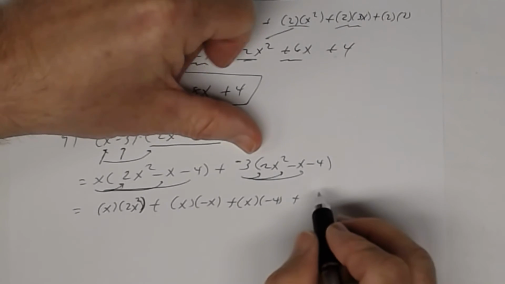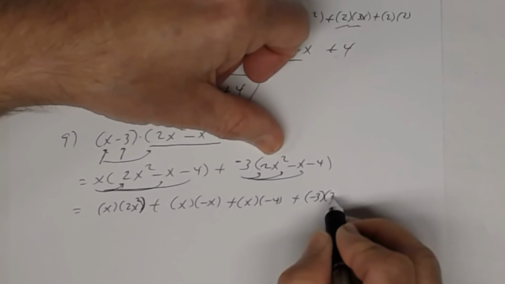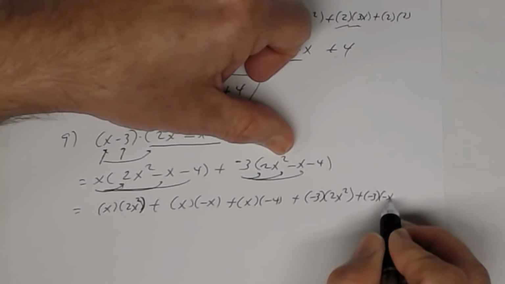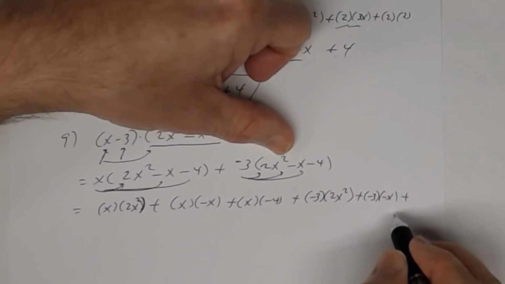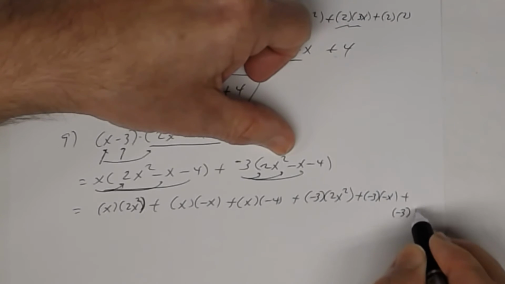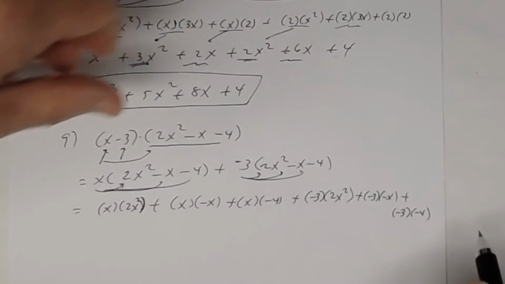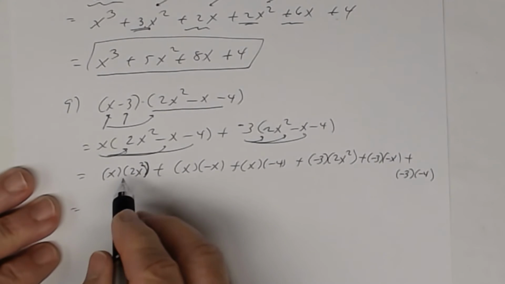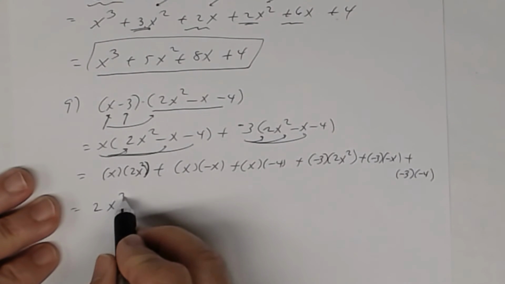Then let's go ahead and distribute the negative 3. You're saying negative 3 times 2x squared, plus negative 3 times a negative x, plus, I'm running out of room, so I'll put it right here, a negative 3 times a negative 4. Okay, simplifying each product, x times 2x squared is 2x cubed.